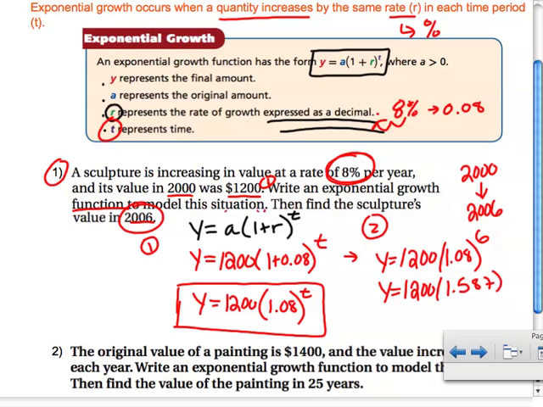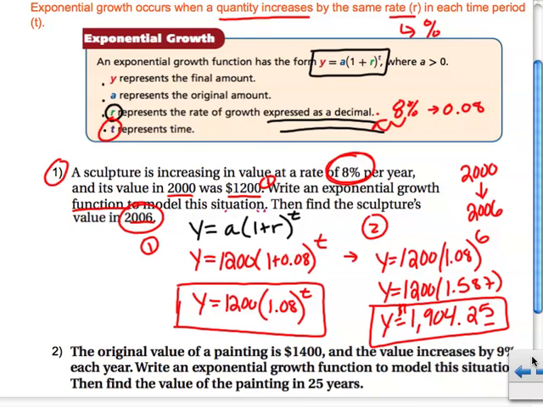1.587. And then we multiply that number by 2,000, and we get y is equal to $1,904. Whenever we're talking about dollars and cents, always round to the nearest hundredth, because that's as far as we can cut up a dollar into pennies. And our final answer there should be $1,904.25.